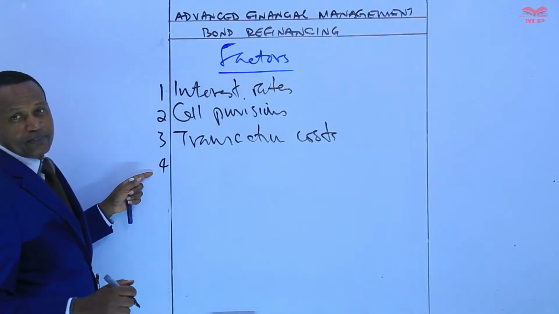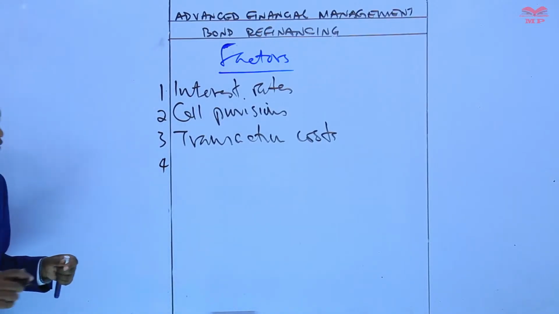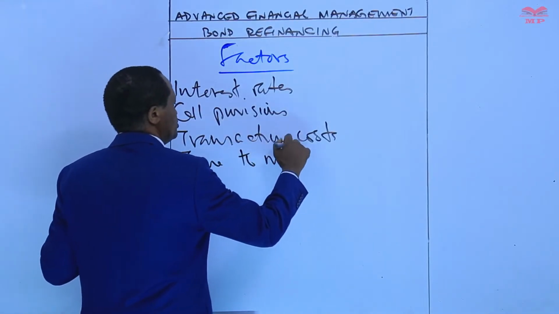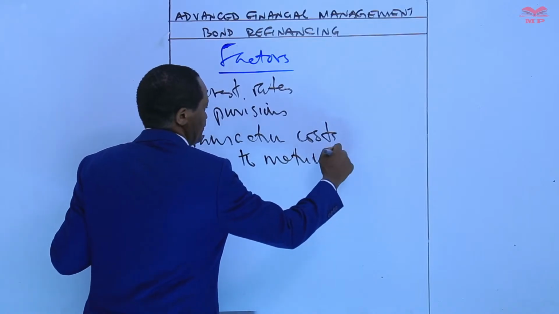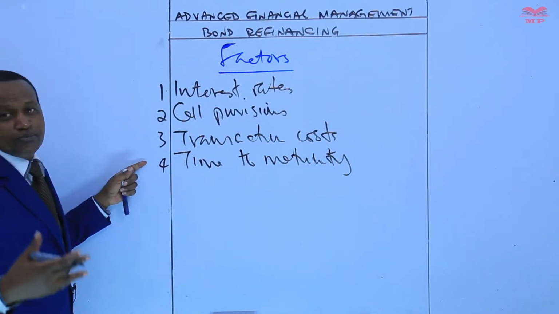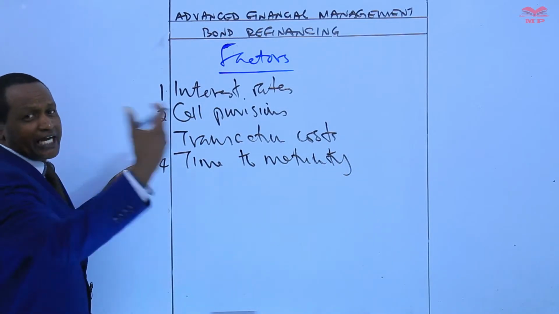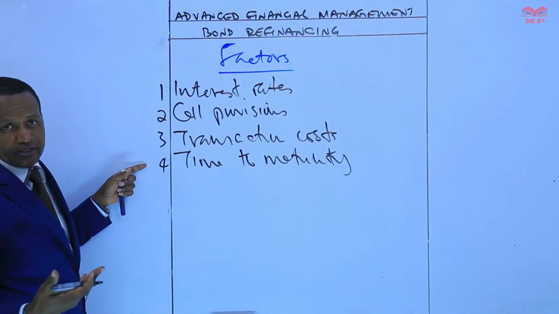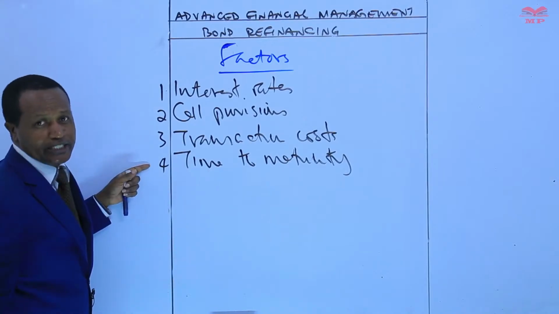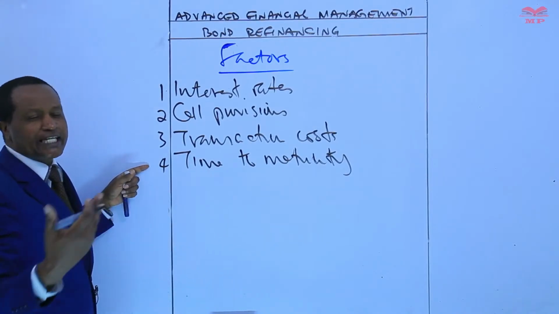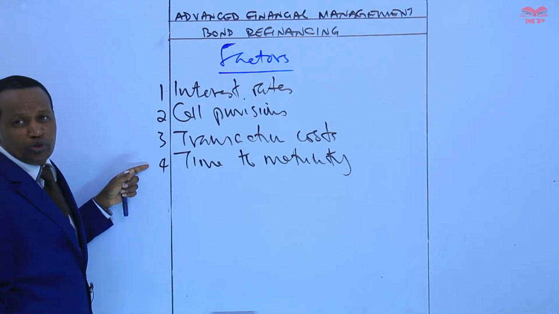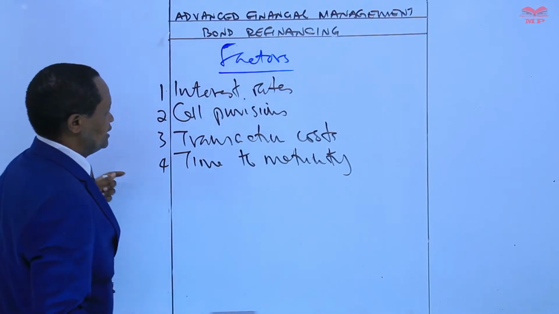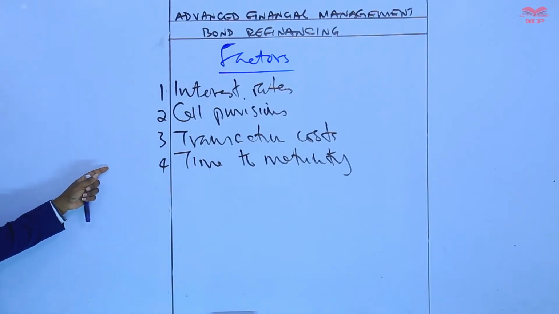The fourth factor is time to maturity. It's a factor to consider. Time to maturity is the remaining time to maturity of the existing bonds, and also the maturity of the new bonds, which may influence the refinancing decision.